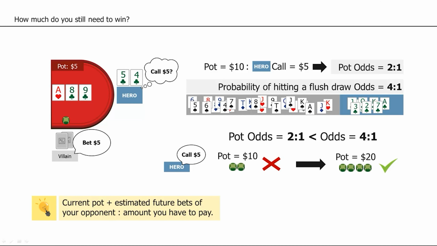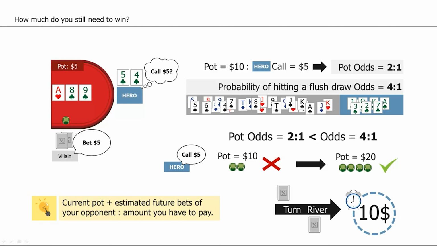The difference is $10. This is the amount that you still need to win if you were to call with insufficient odds. The implied odds show the relationship between the amount you have to pay and the possible winnings, that, in contrast to the pot odds, also take into account future bets of your opponent.